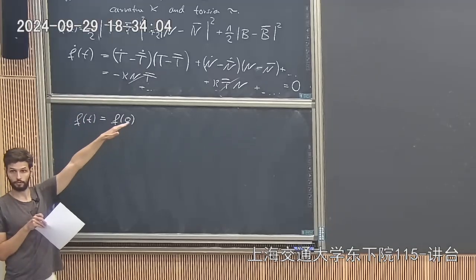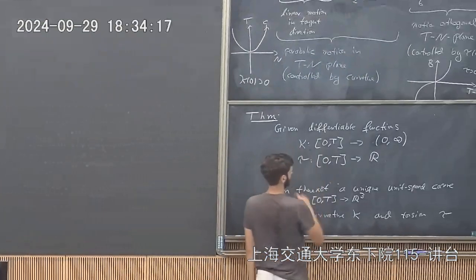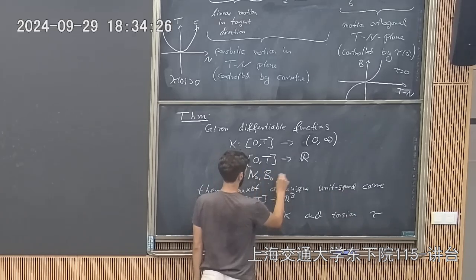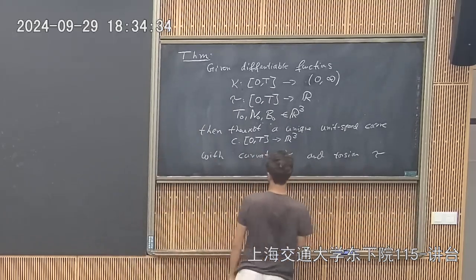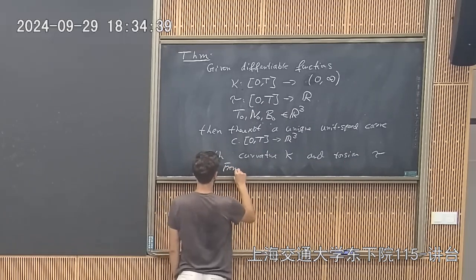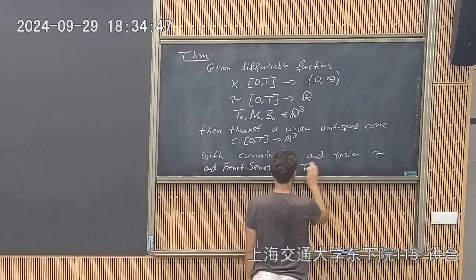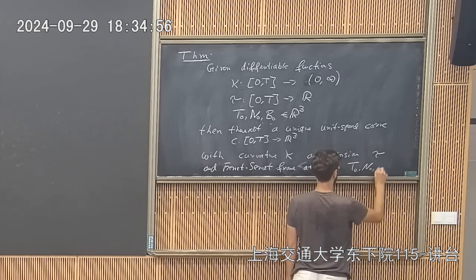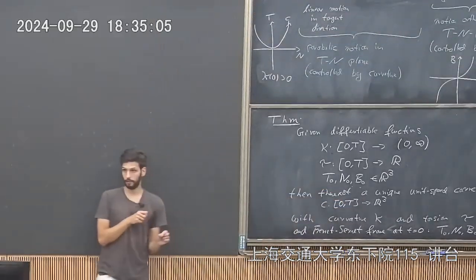But there's no reason a priori that this is the case, right? None of our assumptions has anything to do with it. So that's why we have to actually put that into our assumptions. So given these functions and certain vectors, and then we say that these have curvature and torsion, and a separate frame at t equals 0 given by these three vectors. So we have to give three vectors in order to fix the Frenet frame at 0.